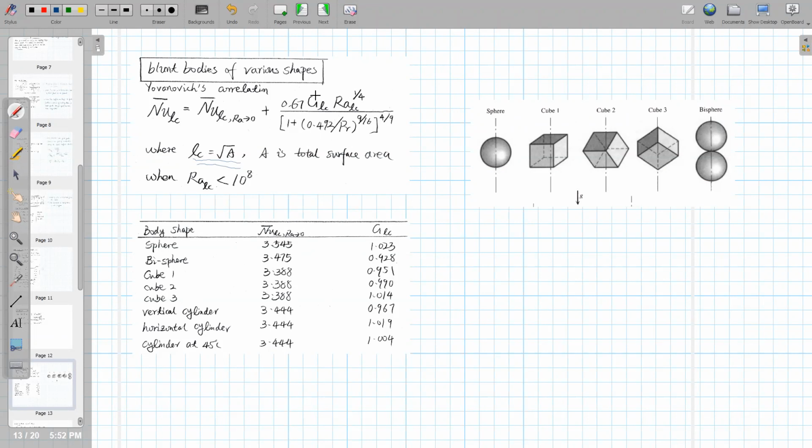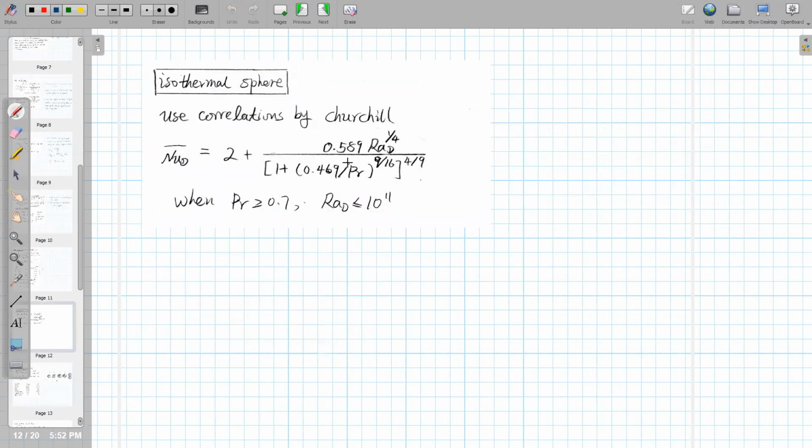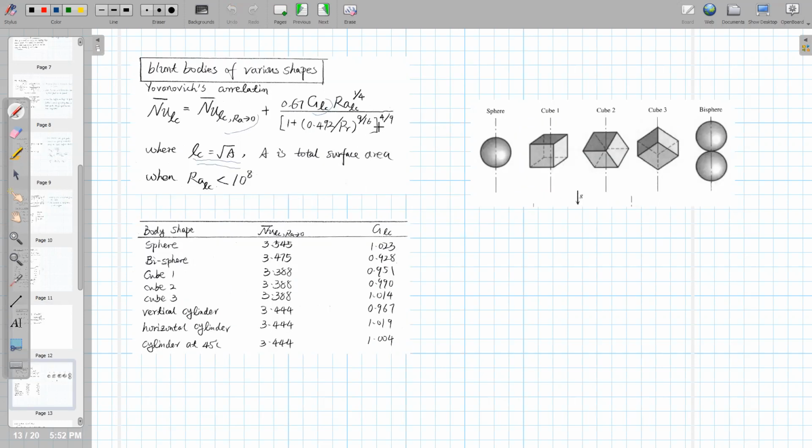These two constants, this g value and this limit value when the Rayleigh number equals 0, can be found from the table here. This table is also in your textbook. For a sphere, this will be 3.545, and g of L of C you get 1.023. If you substitute these two numbers into this equation, you basically reproduce this equation here. So that's Churchill's correlation. You will reproduce it.